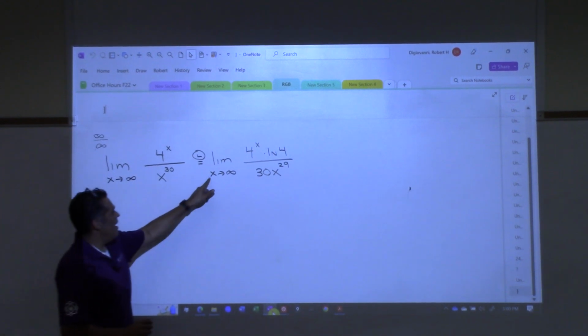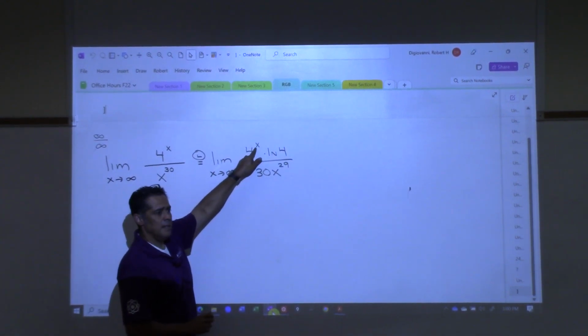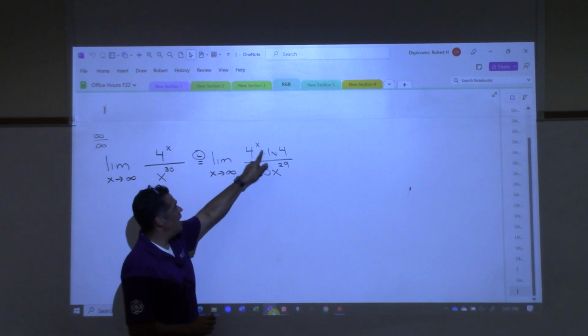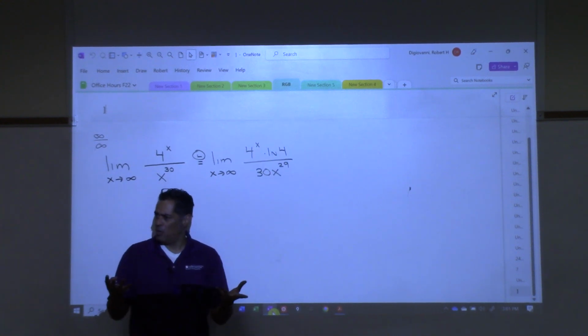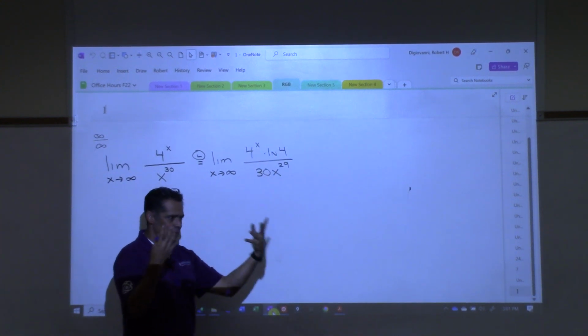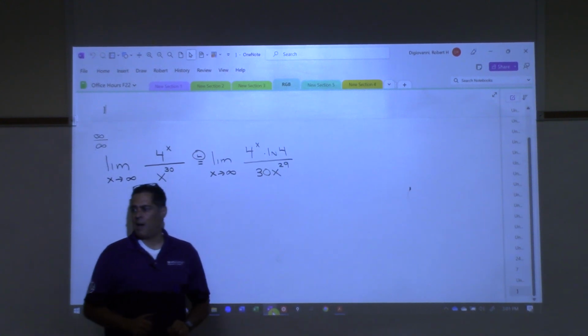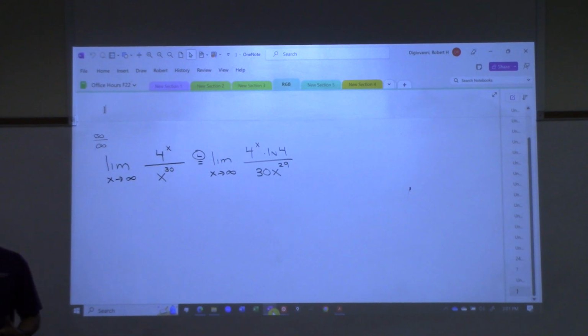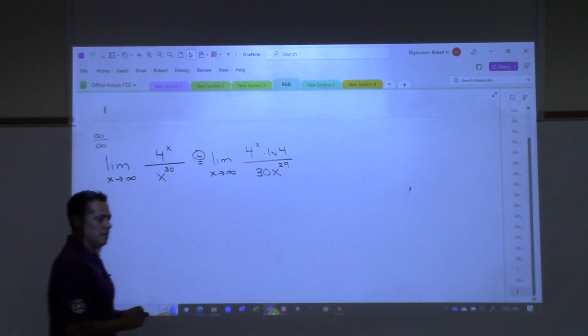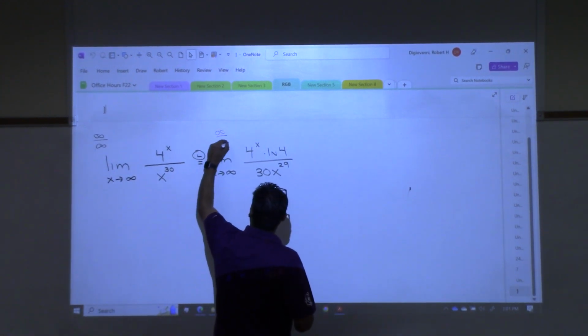Okay, what happens now? X goes to infinity. 4 to the infinity? Infinity times, isn't natural log of 4 just a number? So infinity times a number is still infinite, right? So we have infinity on top. Okay, infinity to the 29th power. Infinity, right? So you have infinity over infinity. We do L'Hopital again.